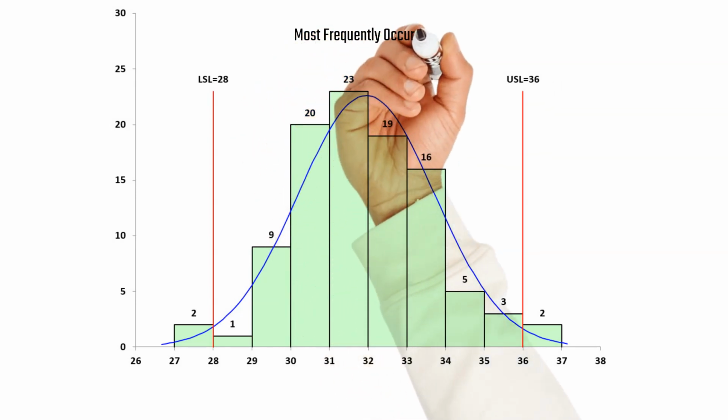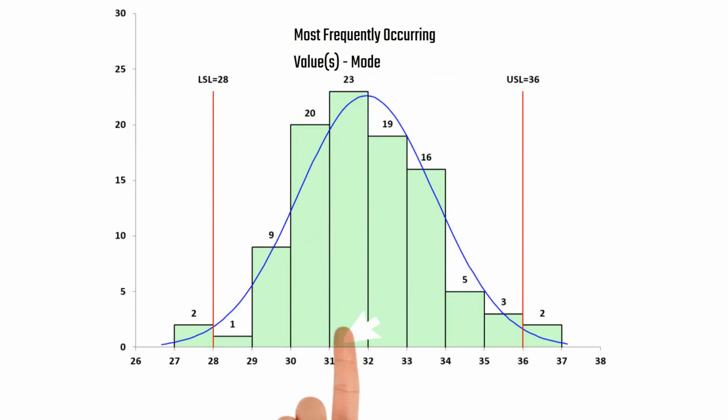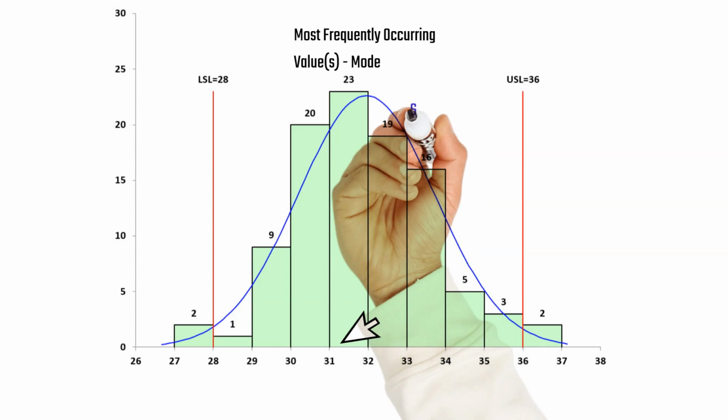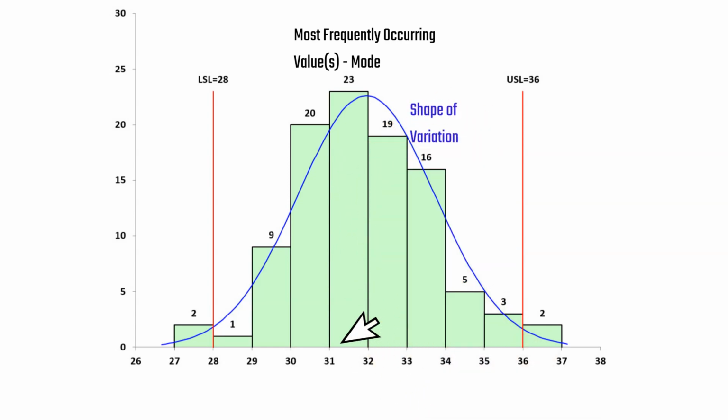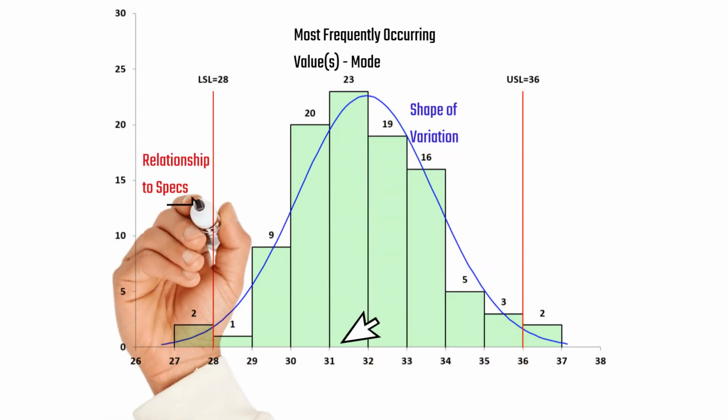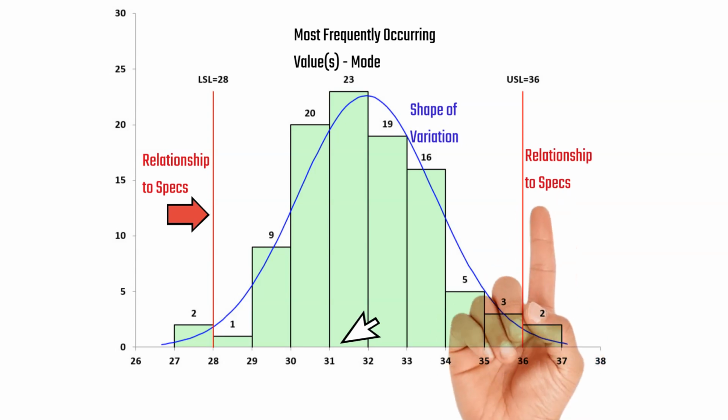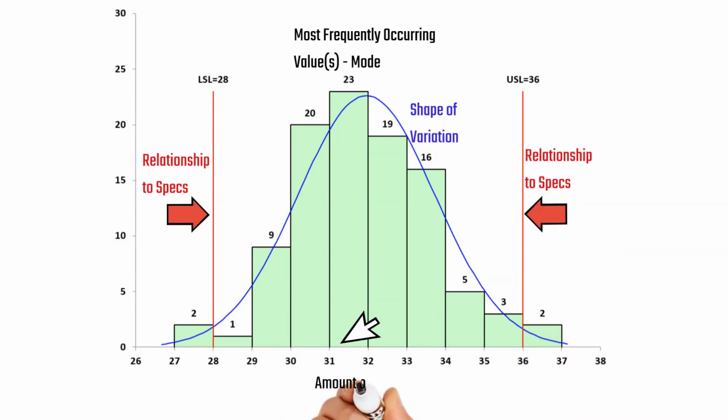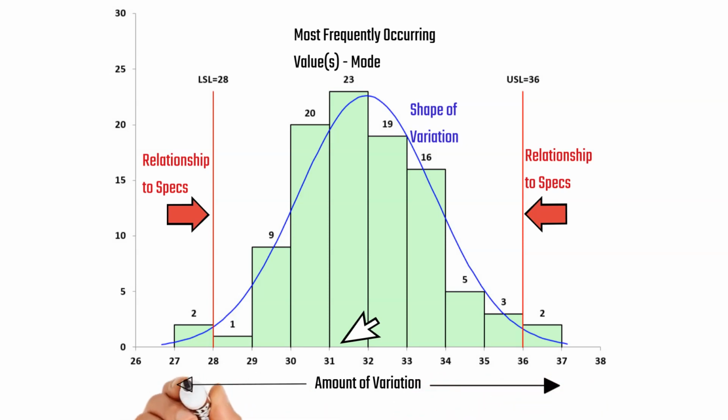So a histogram is going to tell you 4 things. It's going to tell you the most frequently occurring value, or range of values. It's going to tell you the shape of the variation, like this one, it looks pretty normal. It's going to tell you the relationship to specifications, and we do have a few things beyond the specifications. And it's going to tell you the amount of variation from the maximum to the minimum value that's there.